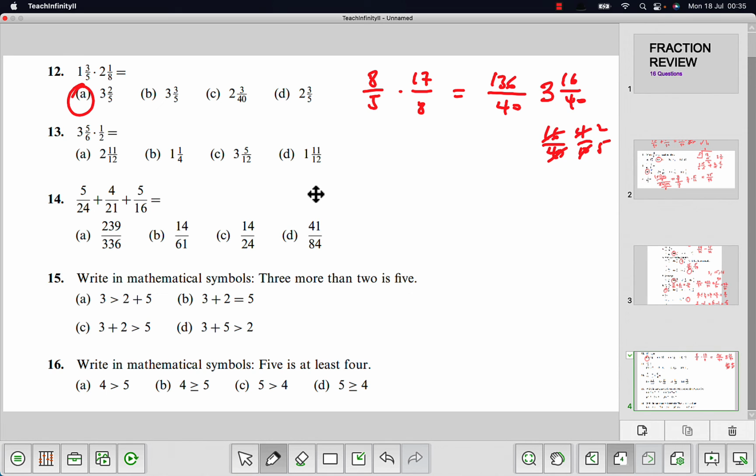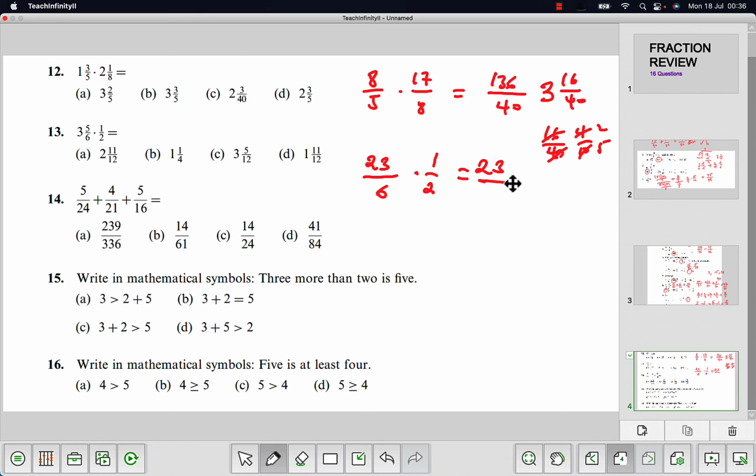13 is also pretty simple. We just need to convert the mixed number into an improper fraction. Here we have to convert the mixed number into an improper fraction, and so 3 times 6 is 18 plus 5 is 23/6 times 1/2. So this gives me 23.